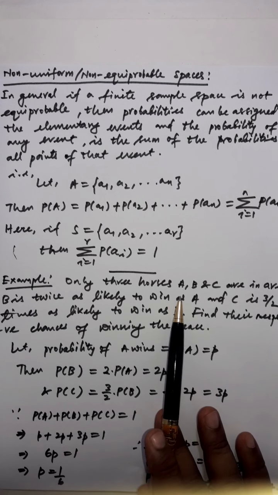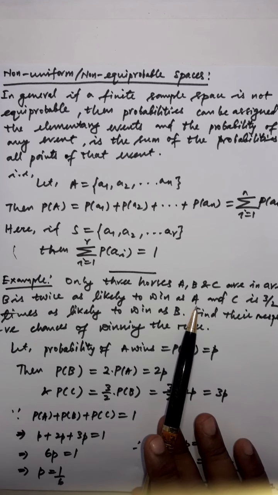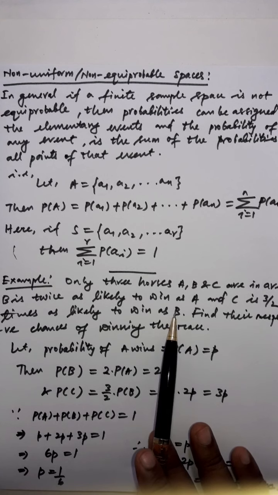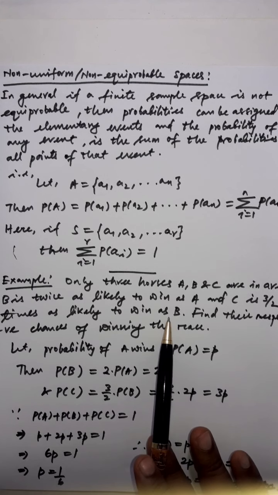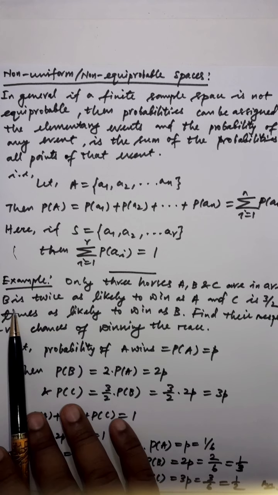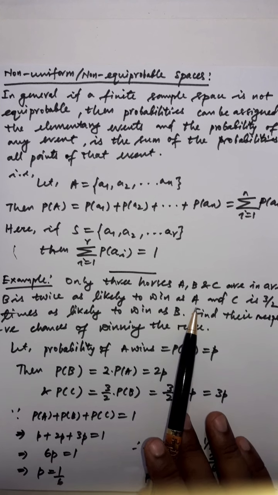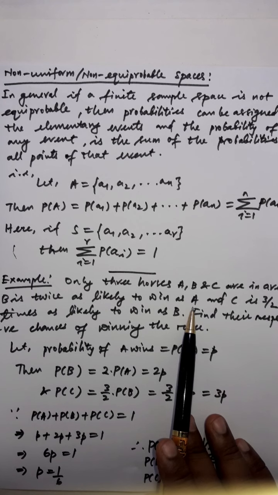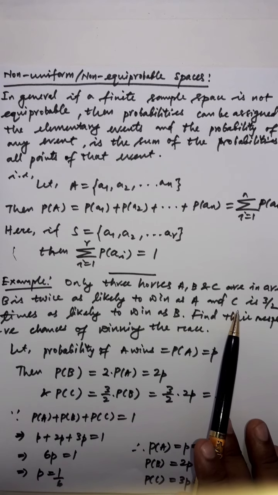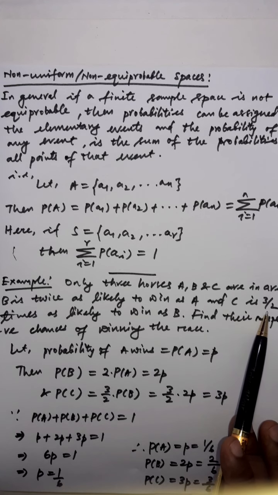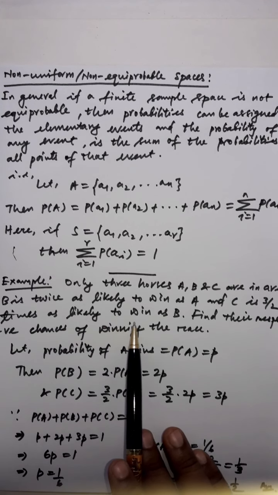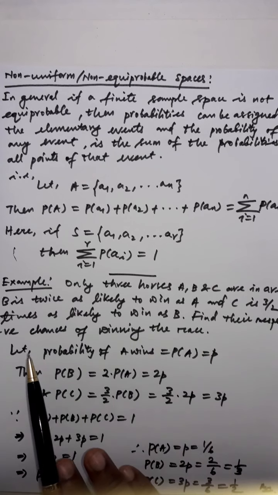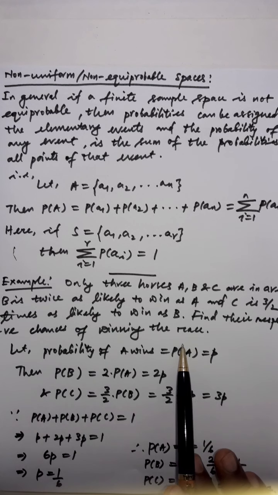Now if they are racing with each other, then they have chances of winning. Here the 3 horses A, B, C don't have equal chances of winning. They have different chances of winning compared to each other. Now what is given in the question? B is twice as likely to win as A. That means the probability of B is double the probability of winning of the horse A, and the probability of winning of the horse C is 3/2 times as likely as the horse B. So the question is to find the respective chances of winning the race by each and every horse.